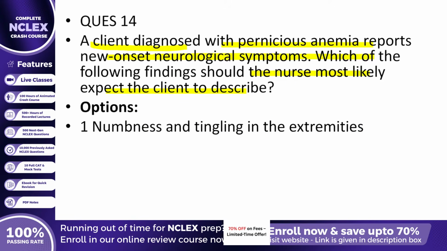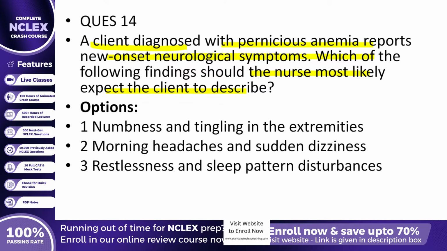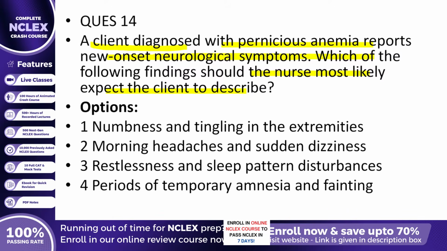Option 1 states numbness and tingling in the extremities. Option 2 lists morning headaches and sudden dizziness. Option 3 notes restlessness and sleep pattern disturbances. Option 4 describes periods of temporary amnesia and fainting. The correct answer is Option 1, numbness and tingling in the extremities.